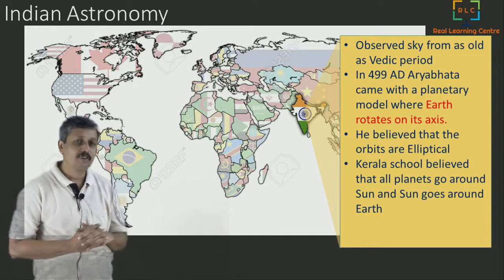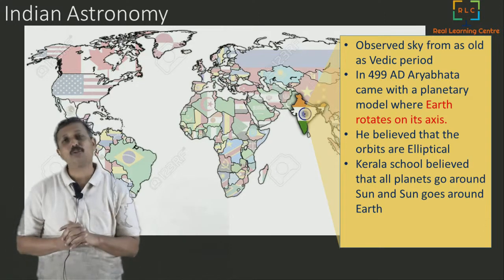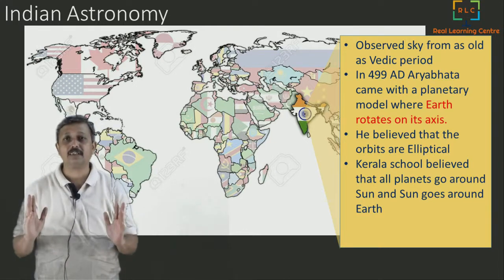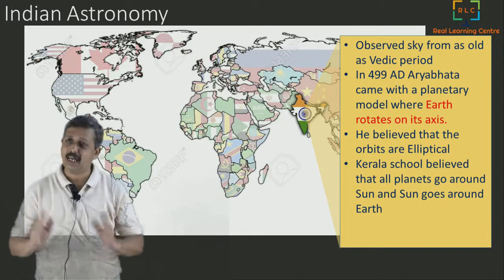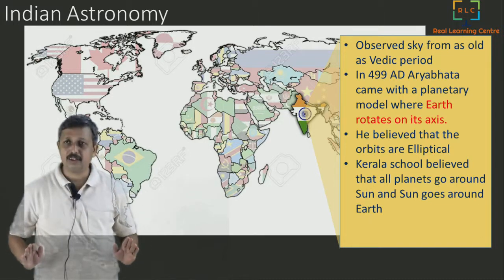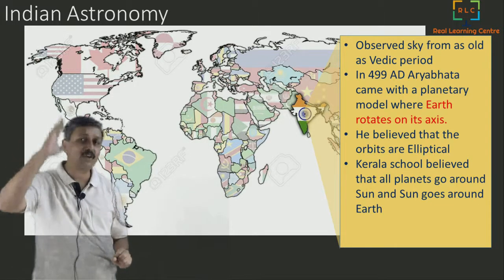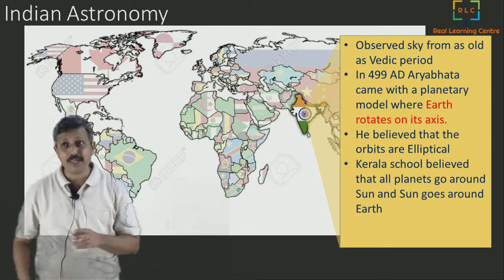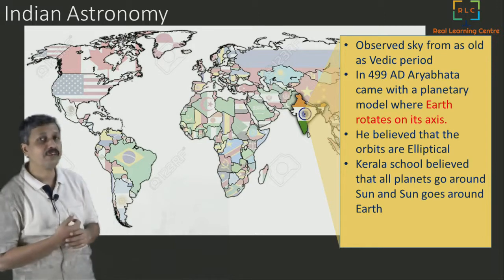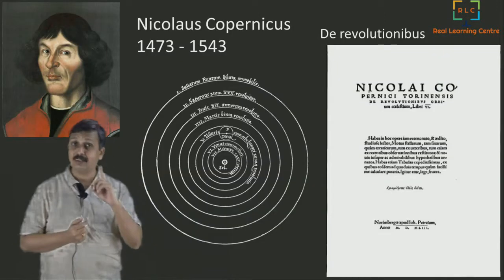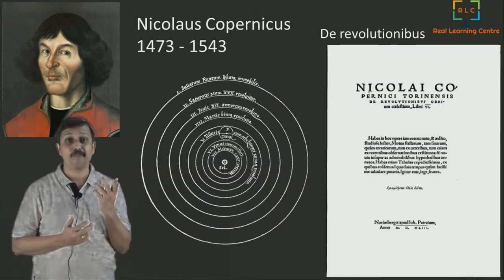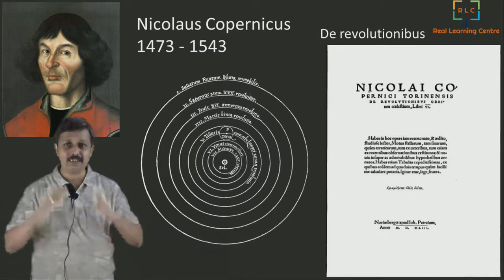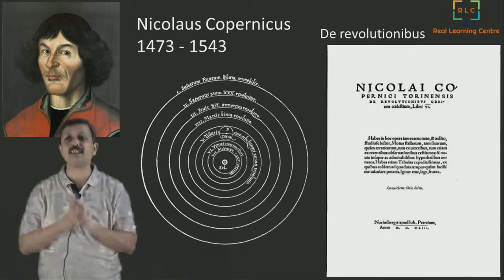But to actually bravely say that it is not the sun which is going around the Earth, that Earth is not at the center, that Earth is just another planet rotating around the sun, that was a very brave statement. The person who made that statement came only in the 16th century, 1500 something. This guy is called Nicholas Copernicus. It is basically called the Copernican inversion.